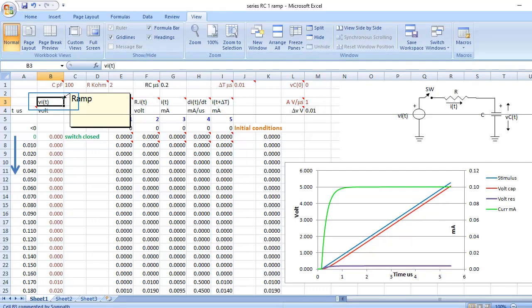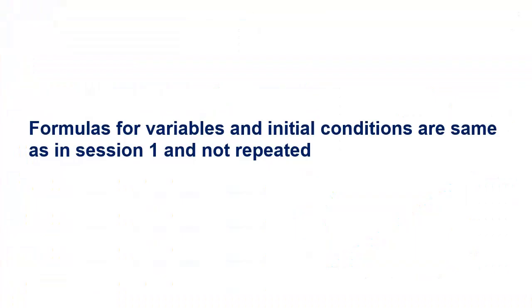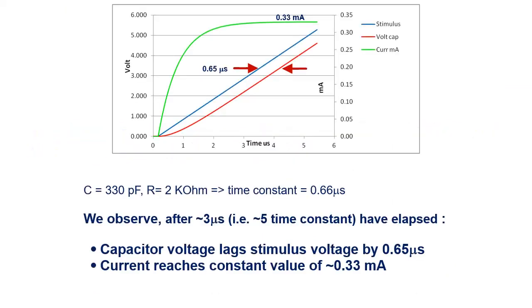As before, use column B for stimulus, which is ramp this time. We start ramp arbitrarily from 0.16 microseconds. Ramp voltage steps are 0.01 volts. Formulas for variables and initial conditions are the same as in Session 1 and not repeated. Let's take a look at the results.